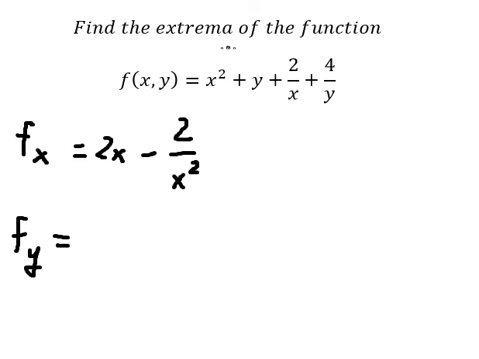The next one, this one we don't have y, so you get number 0. The derivative of y with respect to y, so we have number 1. This one we don't have y, so you get number 0. This one we have negative number 4 over y squared.